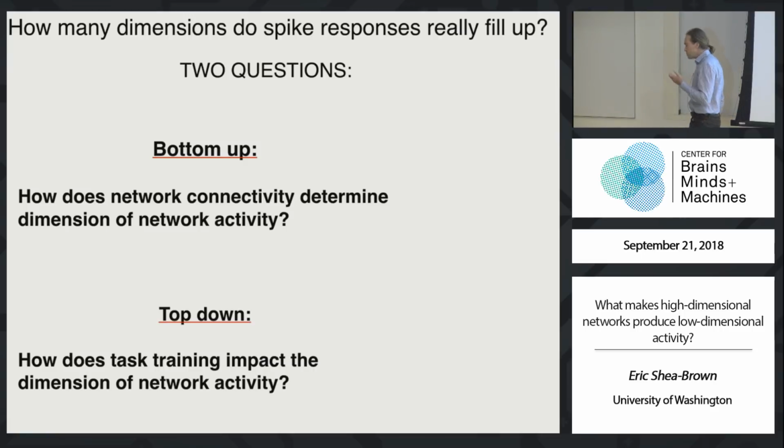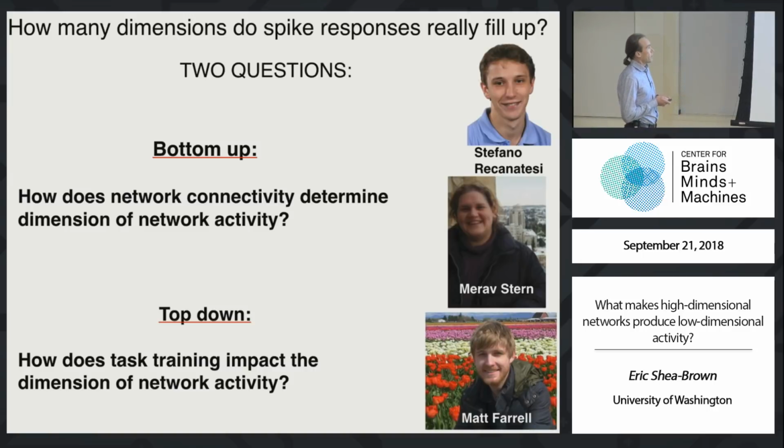What is it about those connectivities that determines the dimensionality of the representations of neural activity? Okay, and these are the people who are leading the work that I'll present: Stefano Recanatesi, Merav Stern, and Matt Farrell. This is the work of these people and their colleagues.